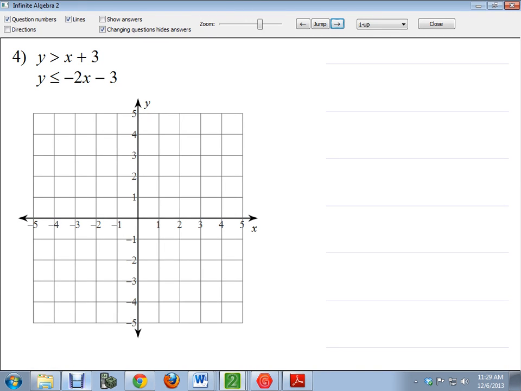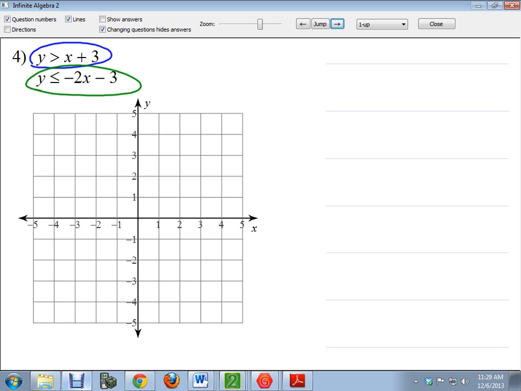Alright, so today we're talking about graphing systems of linear inequalities, and the way that we do this is we start by graphing one inequality, and we'll shade that one, and then we will graph the other inequality, and we'll shade that one, and we'll look for the area where both the shaded regions are overlapping each other.